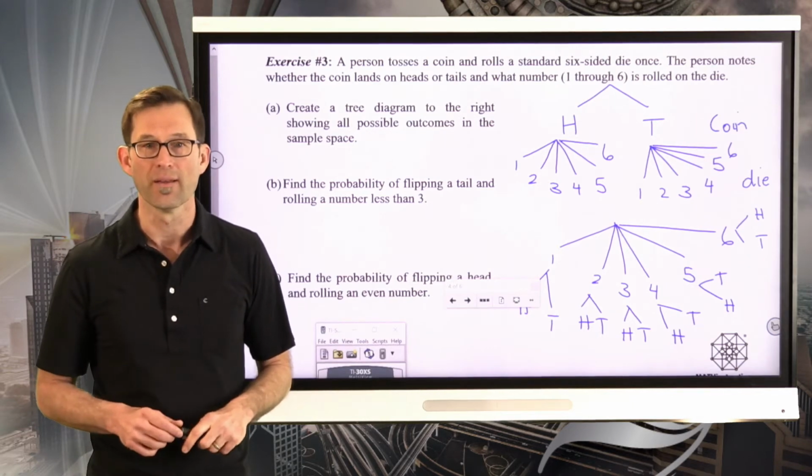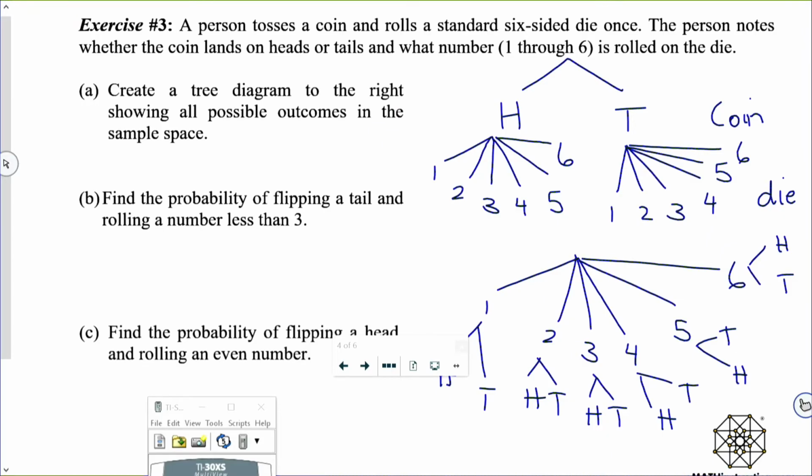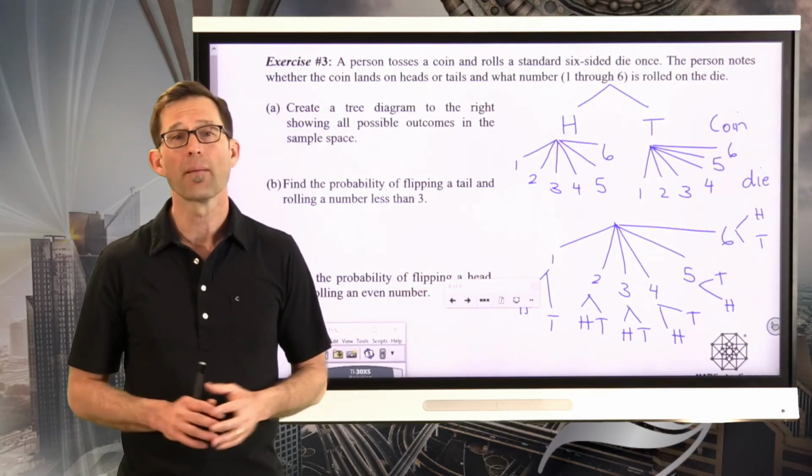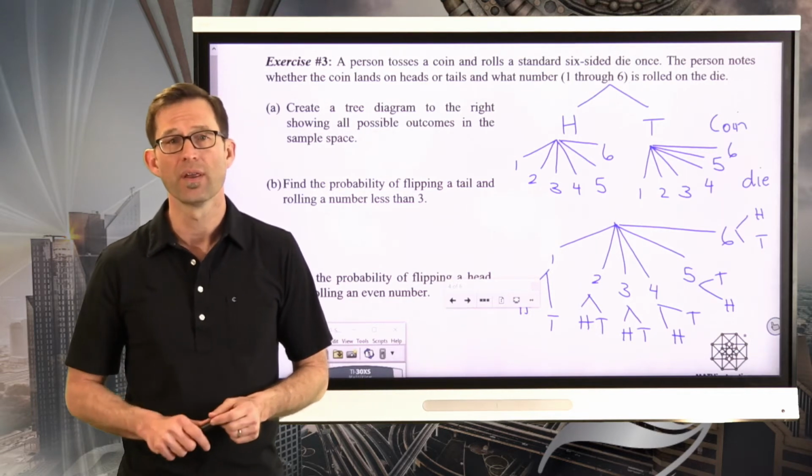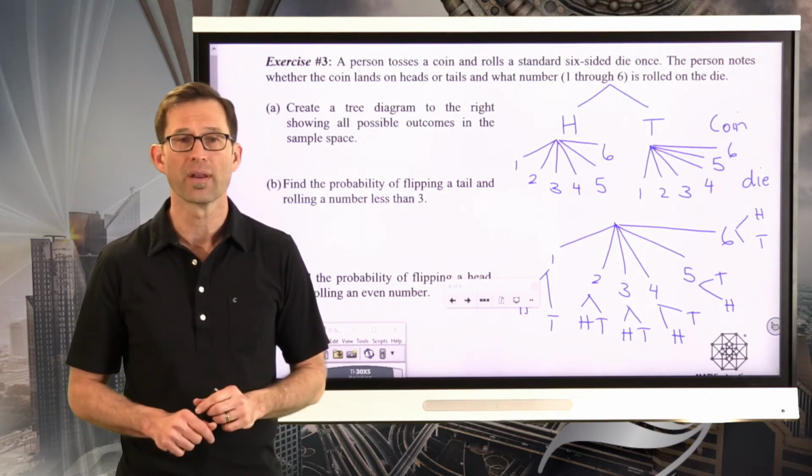Let's take a look at letter B. Find the probability of flipping a tail and rolling a number less than 3. Well, we know the denominator is 12. Why don't you pause the video now and come up with the entire probability?